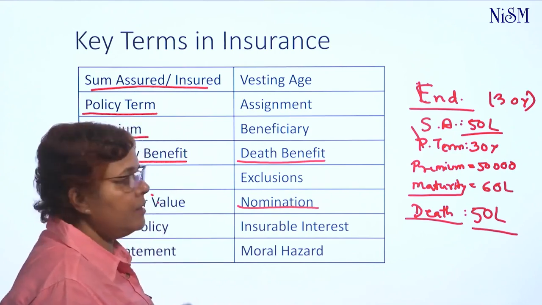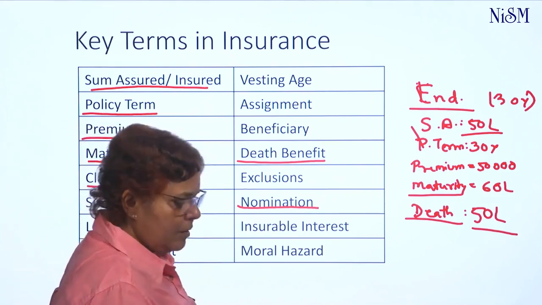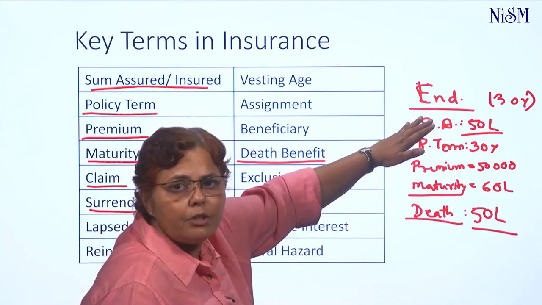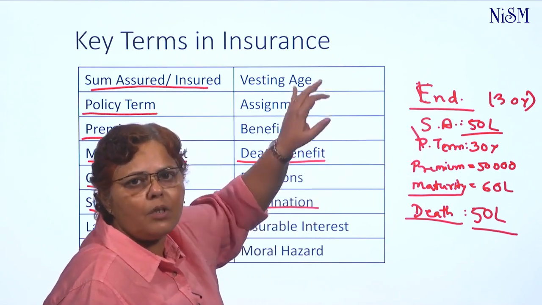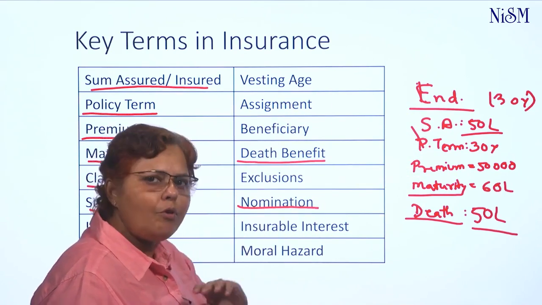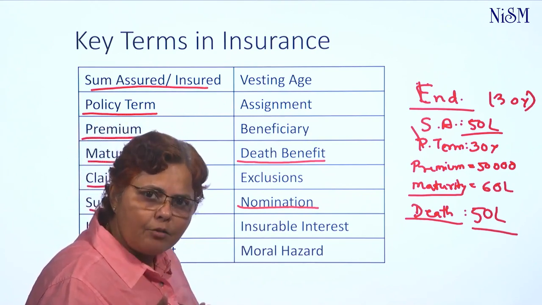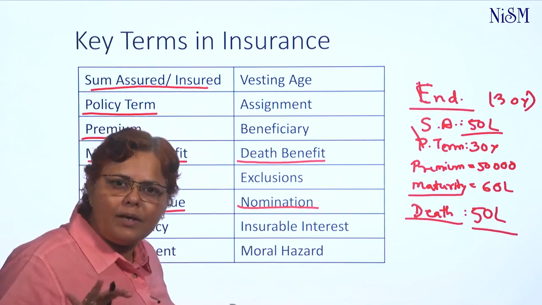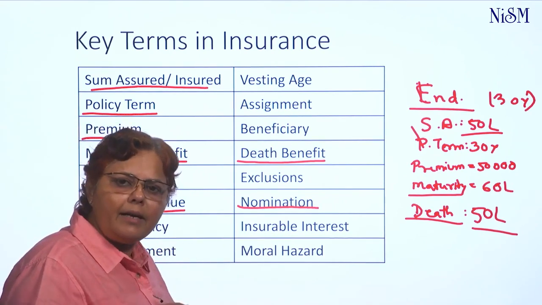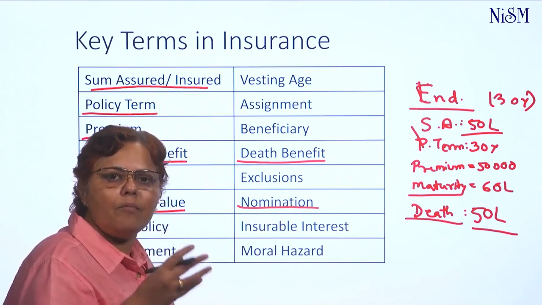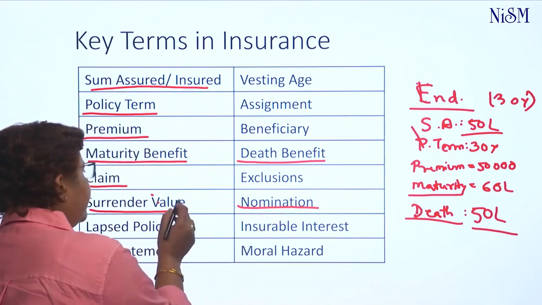Now let us see the other things. Surrender value. Now this person has continued with the policy. After 10 years, he feels that this policy is not giving me good returns. I want to stop this policy. I am not interested in the policy. He can write back to the company saying that I am not interested in the policy anymore, I want to surrender it. In that case, the company will give him whatever benefits he has accumulated till then. That is called surrender value.